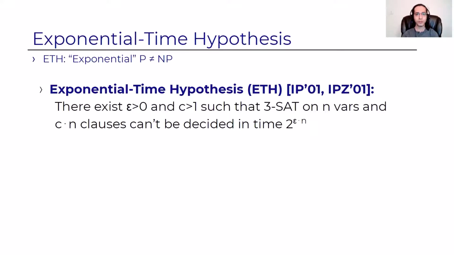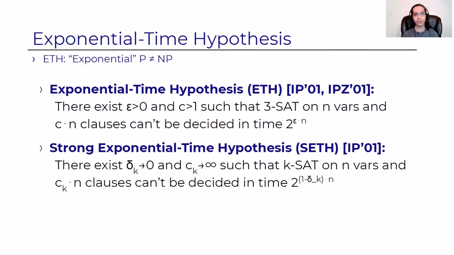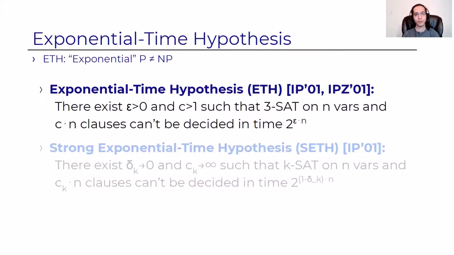I'm going to note in advance that there's also a strong version that we will not focus on in this talk. The strong version essentially says that epsilon can be taken as close to 1 as we want for k-SAT with a large k. But we're not going to focus on this. We're focusing on the standard ETH, which just asserts a lower bound of 2 to the epsilon n.